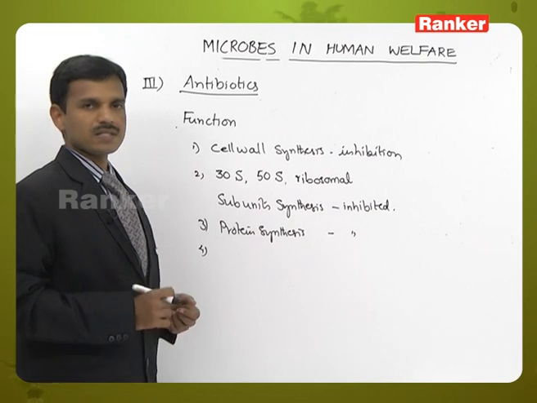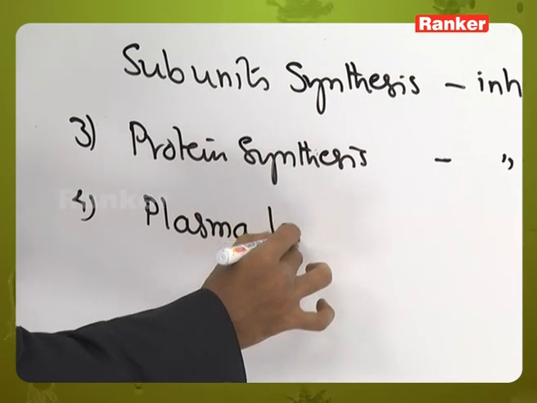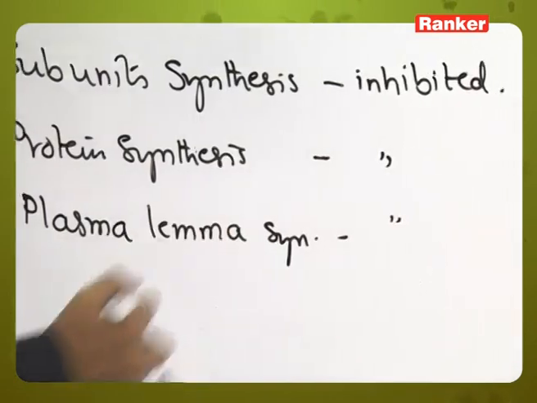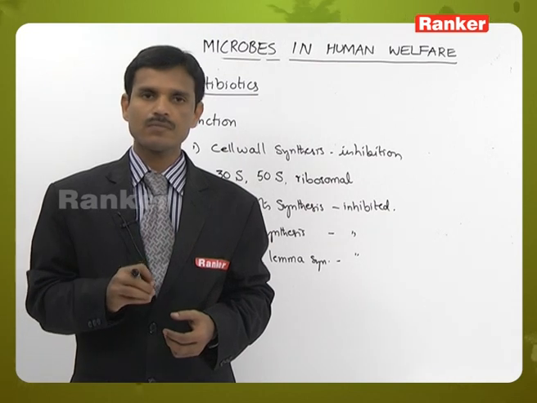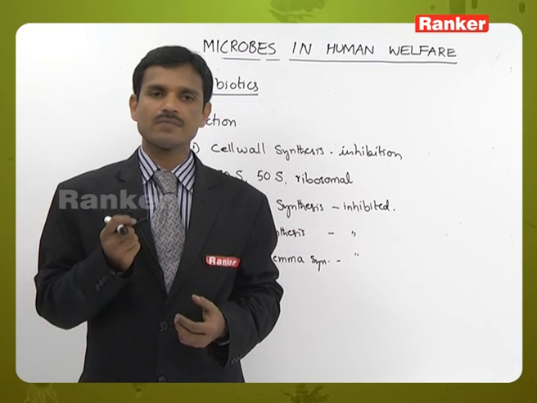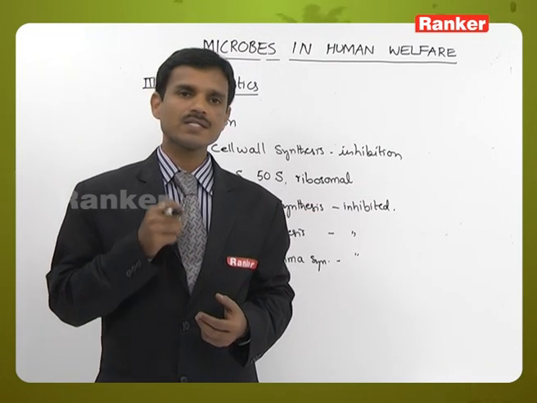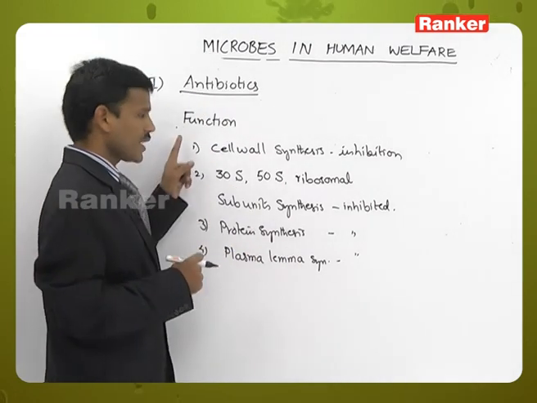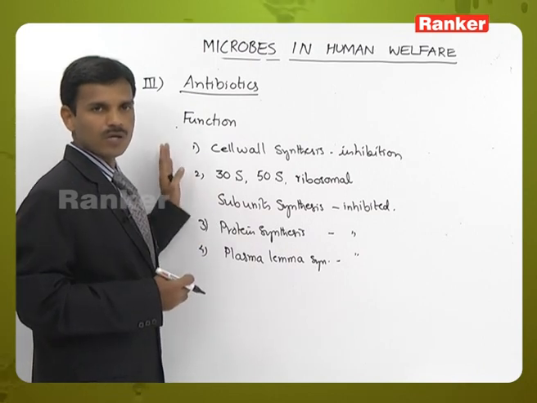Sometimes plasma membrane synthesis is inhibited by the antibiotic. The pathogenic bacterial and fungal members generally have a cell wall. The cell wall synthesis is inhibited, and sometimes inside the microbe the protein synthesis is also inhibited. So by inhibiting cell wall and protein synthesis, they are killing or retarding the microbial growth.